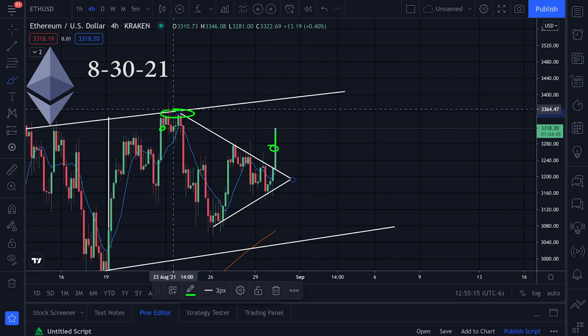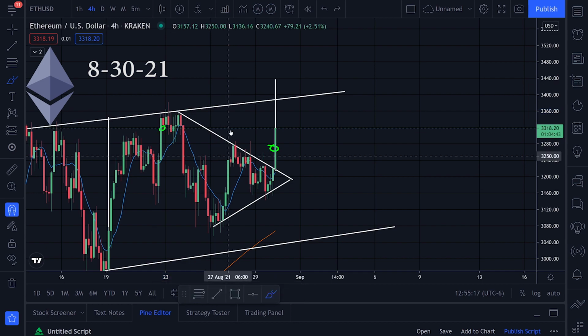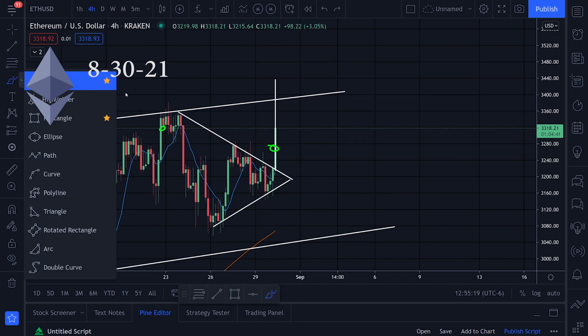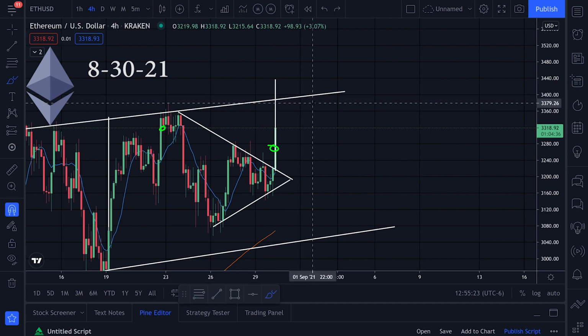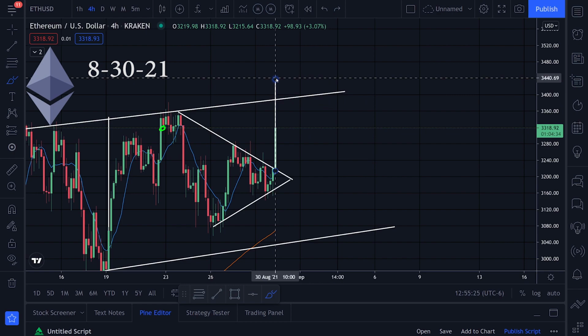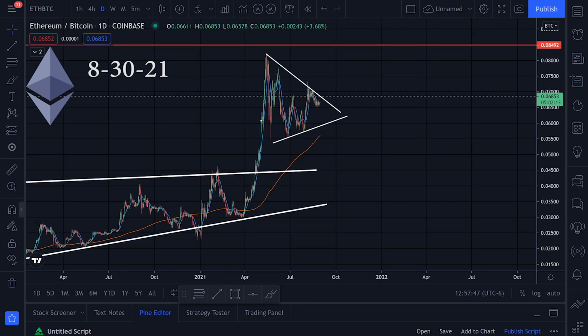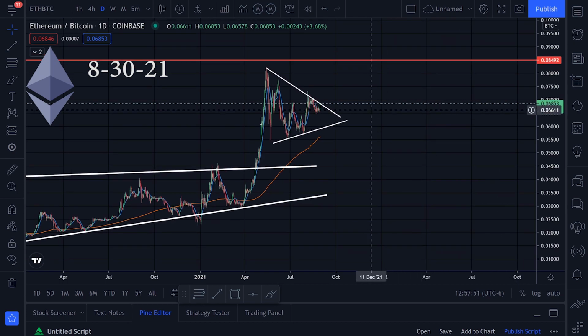Let's see if we can get to this target first, and if we can, then maybe we can hit this trend line, which is at around 3,387, and then maybe after that we could hit 3,440. If we take a look at the Ethereum to Bitcoin chart, we might be looking at bigger targets though, and that's what we're looking at right now.